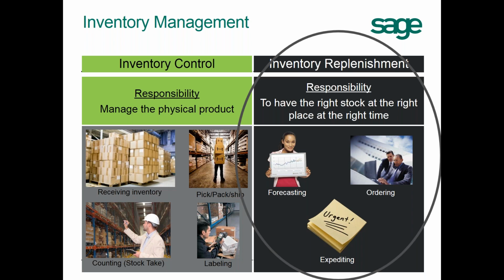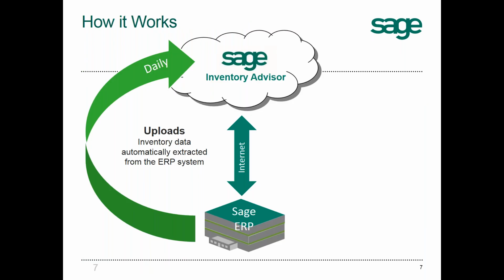And if you are starting to run out of an item or have too much of an item, it will alert you, especially for those items that are critical to your business. So the way it works is Inventory Advisor is a cloud-delivered service. Sage will set up your instance of Inventory Advisor on a Sage-provided server, then set up a connector through the internet to your Sage ERP server. That connection is highly secure. The data is encrypted. There are keys on both ends. Your instance of Inventory Advisor is unique to you. Only you have access to it.